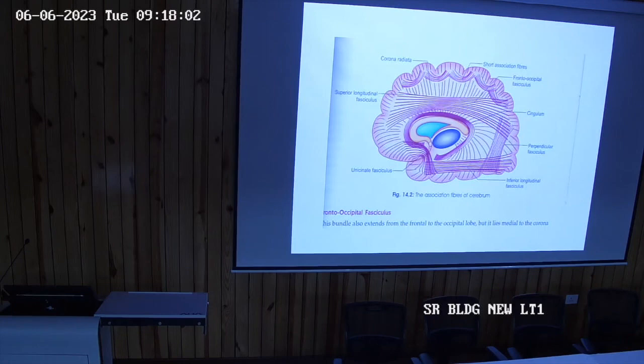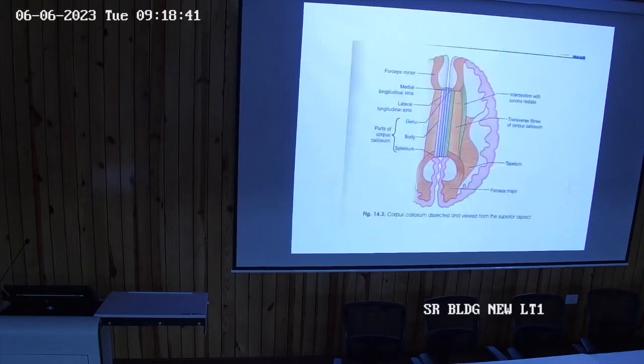After this, we come to the third type of fibers, the projection fibers. The projection fibers are very long and they connect the cerebral hemisphere with the distant parts of the CNS. The best example of projection fibers is the internal capsule. This is the example. You can see here. What is this? Corpus callosum.